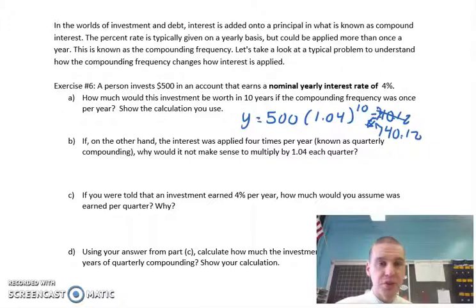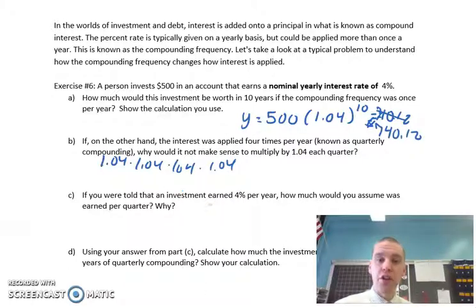Let's just rewrite that. But what banks do is they say, hey, instead of giving you interest just at the end of the year, we're going to give you interest throughout the year. So if we say that it was applied 4 times per year, quarterly, why would it not make sense to multiply by 1.04 each quarter? Well, if you think about that, if it's each quarter, you're going to get that 4 times per year. You're going to get 1.04 times 1.04 times 1.04 times 1.04. That's going to give you way more than 4%. You're going to get 4% each quarter to give you over 16%. And so you can't do that.